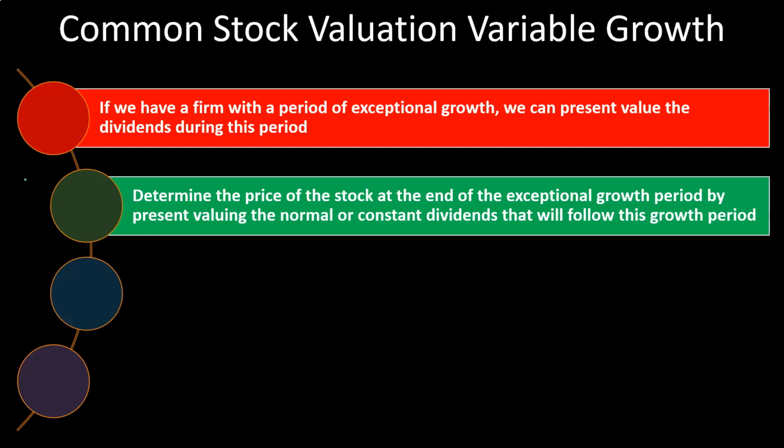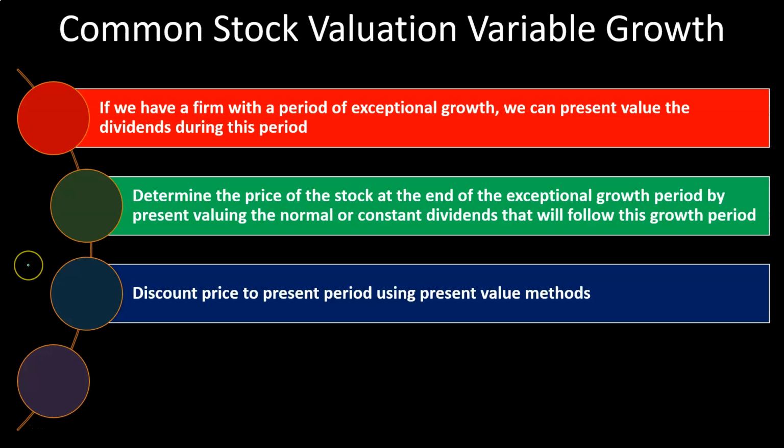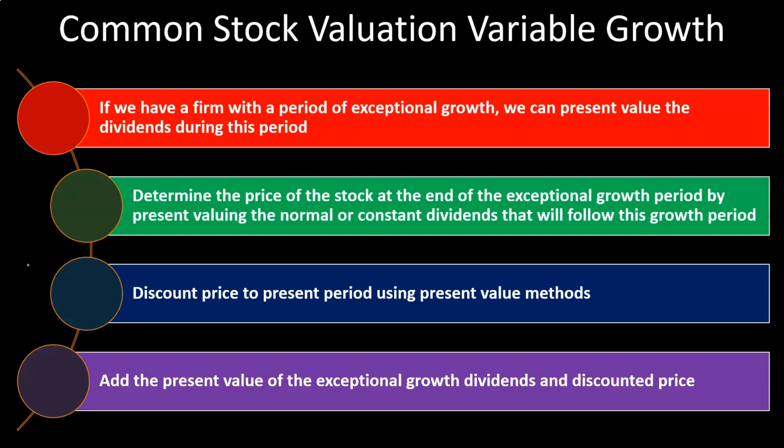So then we can present value using the constant method after that larger growth period. Then we can discount the price to the present period using the present value method, and then we add the present value of the exceptional growth dividends and the discounted price. And that's how we can try to get to one of these more complex situations where we have uneven growth within the dividends. We have to make some assumptions in order to do that type of calculation.